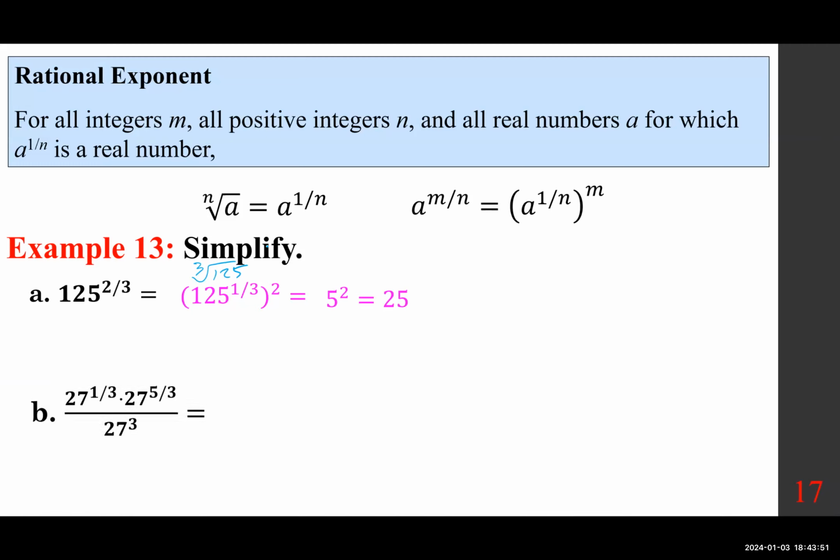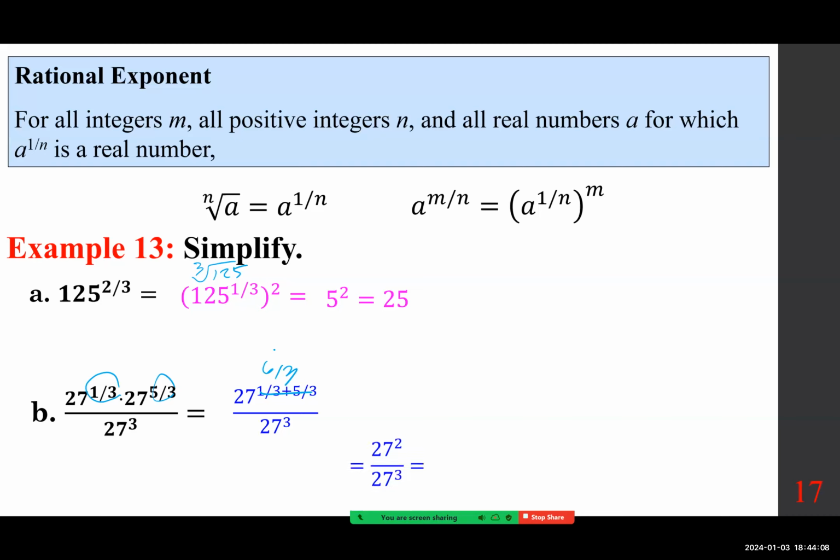All of them have the same base, namely 27. So basically, for the numerator, add up these two: 27 to the power of 1/3 plus 5/3, which gives you 6/3 or 2, and then 2 minus 3 gives you -1, and therefore 1 over 27 to the power of -1, which is 1 over 27.